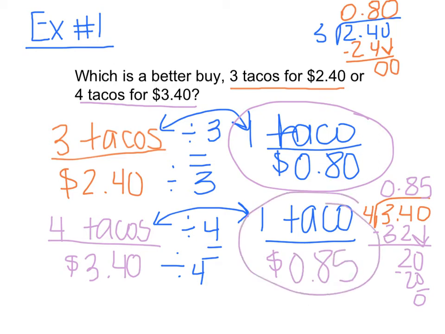So when we compare the first option to the second option, obviously it would be better to buy the one that costs 80 cents than the one that costs 85 cents. So the better buy is the 3 tacos for $2.40.